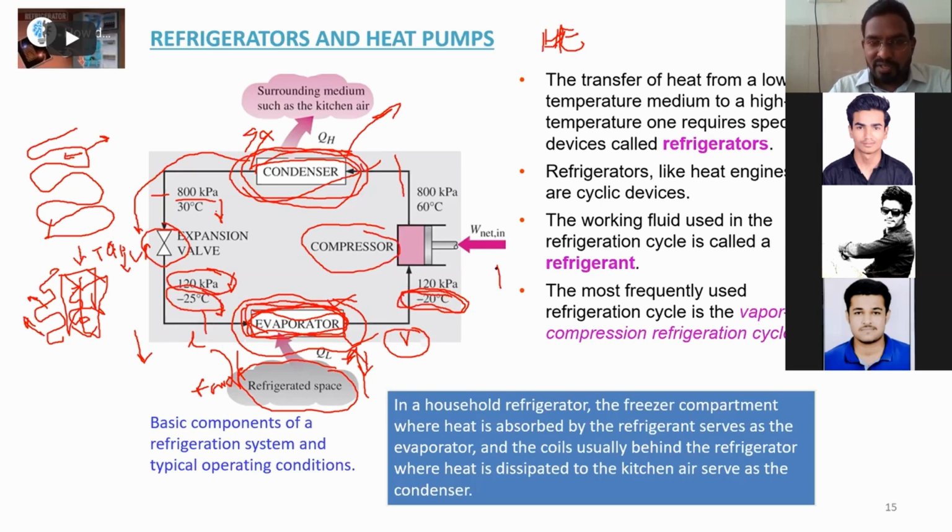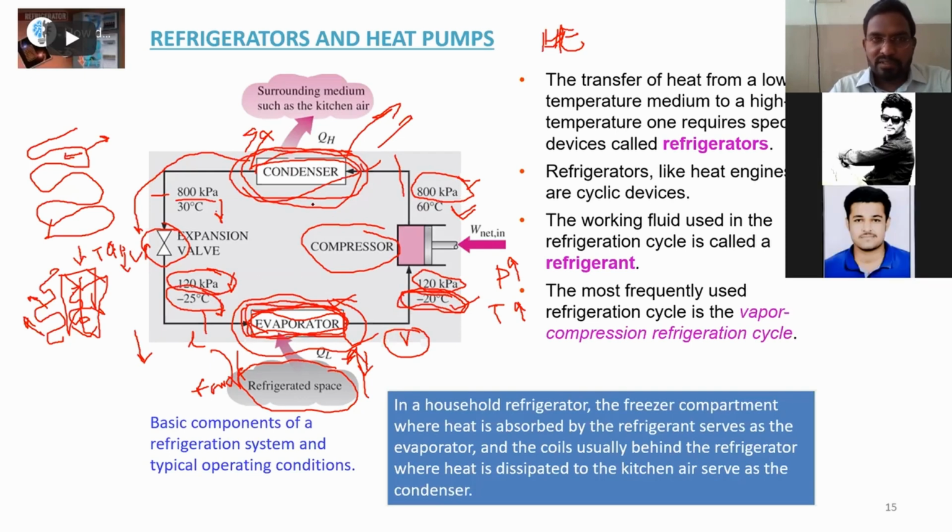Now in the compressor, its pressure will be increased. Because of the increase in pressure, its temperature will increase, and then it is supplied to the condenser. Here you can see that pressure from 120 kilopascal has become 800 kilopascal. Temperature from minus 20 has become 60 degrees Celsius. And when that high pressure, high temperature vapor comes into the condenser, it will reject heat to the atmosphere, and that way the cycle will continue. Through this continuous cycle, it will continuously absorb heat from the refrigerator and continuously reject heat to the atmosphere. That way it maintains the cold temperature in the refrigerator. So that is the working principle of the refrigerator.